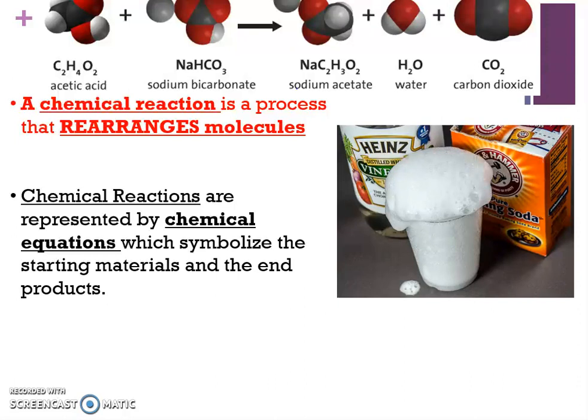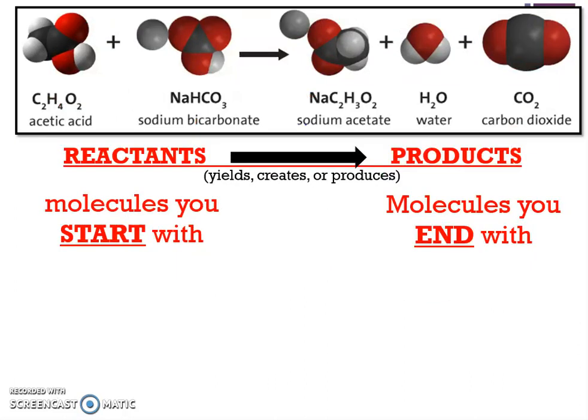But at the top of the screen, we have acetic acid, which is better known as vinegar. And we're going to add it to sodium bicarbonate, which is baking soda. That's what that addition sign means. We're going to mix 2 things together to create, that's what the arrow means, sodium acetate, water, and carbon dioxide. So these things are going to mix together, and these molecules are going to rearrange themselves to create a new product.